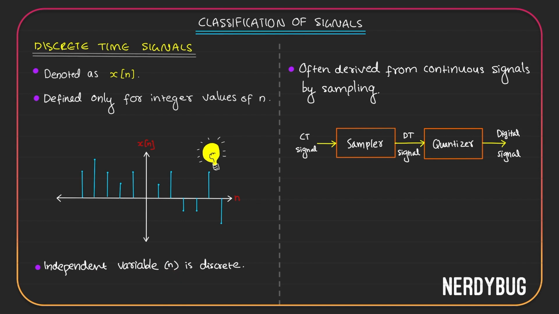We can actually derive discrete time signals from a continuous time signal by a method that is called sampling. So first we take a continuous time signal, we pass it through a sampler which does sampling, and then we get discrete time signal, which later we can pass through a quantizer which does quantization and gives us digital signal. Now, the quantization part is actually out of the scope of this course, but obviously we'll be learning about sampling because sampling is the method by which we get continuous time signal converted into a discrete time signal. Let us see how this can be done. Let us see what is sampling.